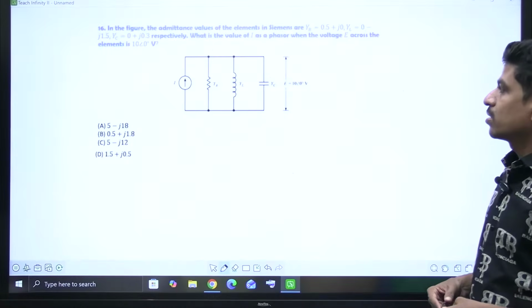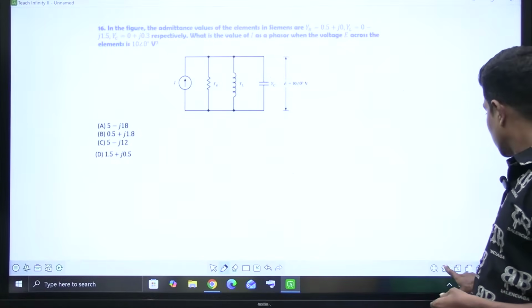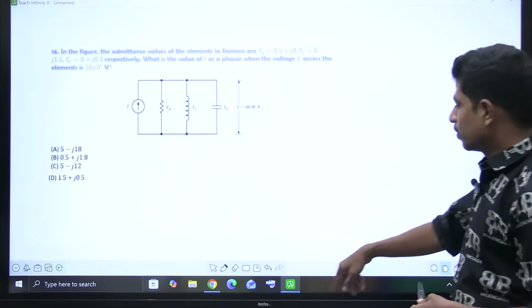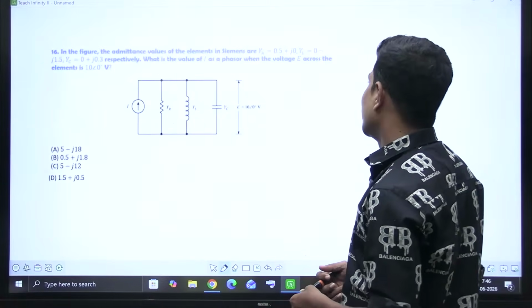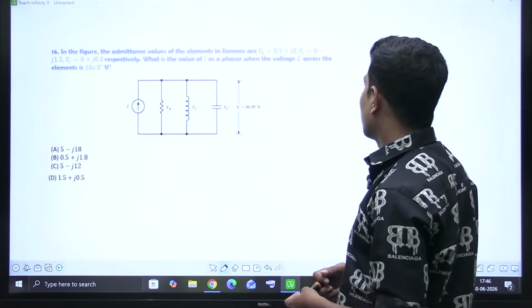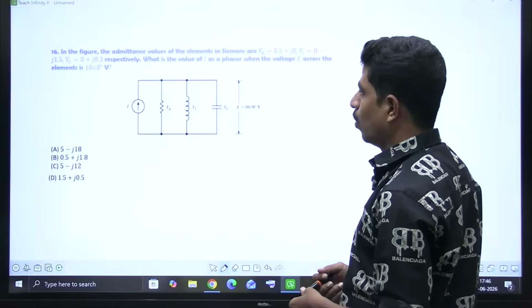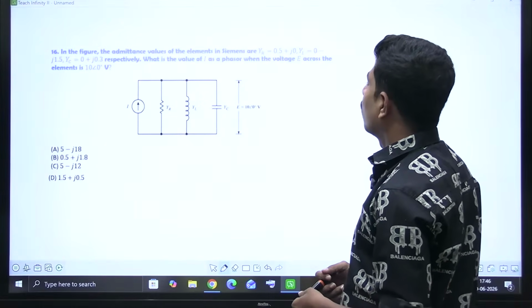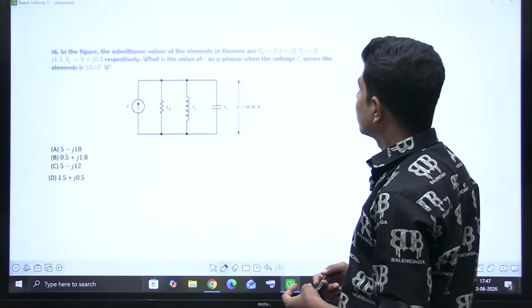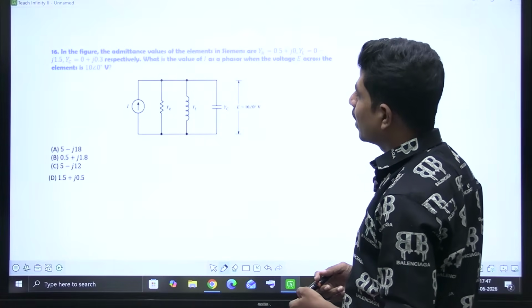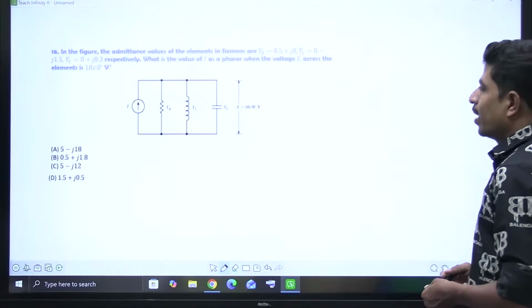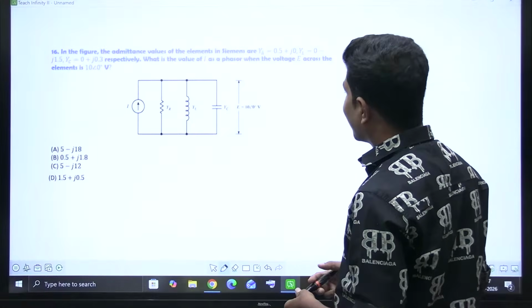Let's go for the next question. This question is clearly visible. In the figure, the admittance values of the elements in Siemens are YR, YL, YC. What is the value of I as a phasor when the voltage E across the element is 10 at an angle of 0? It is asking for current I.